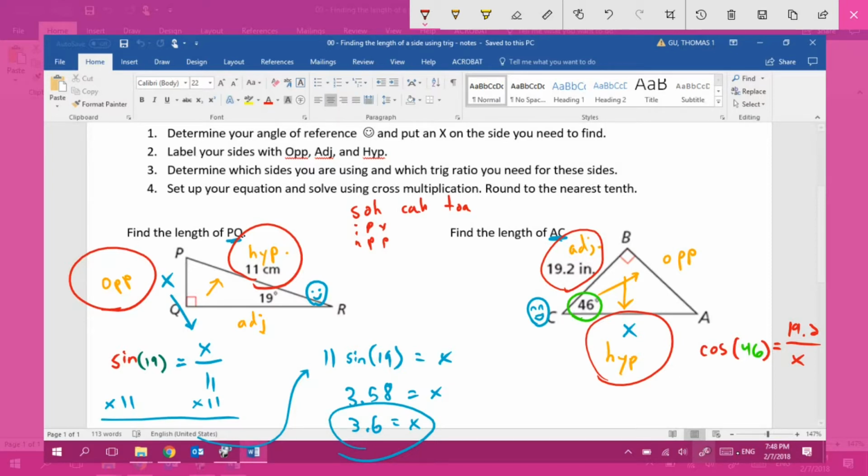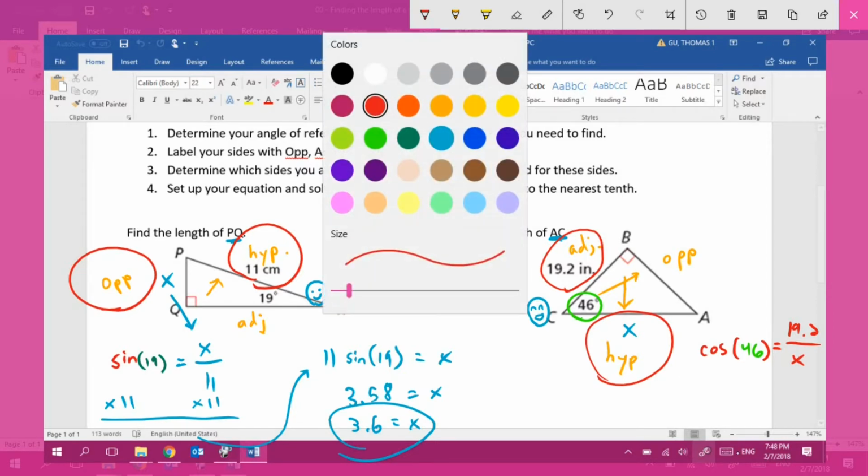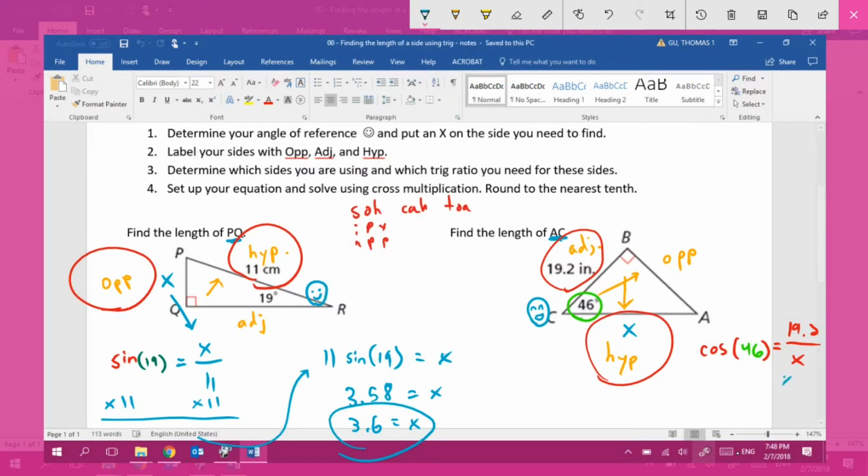So I'm going to just switch these things around. First, I'm going to multiply both sides by x. Okay, because I don't want x on the bottom, so I'm going to multiply both sides by x. That's going to give me x cosine of 46 equals 19.2. But I'm trying to get x alone. Okay, so now let me write this up here. x cosine of 46 equals 19.2.